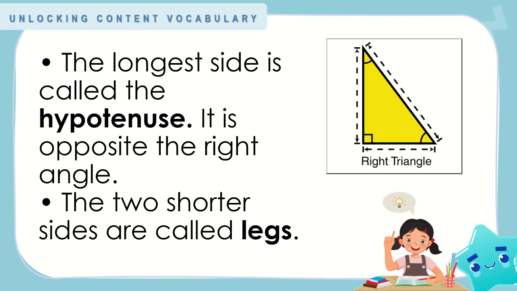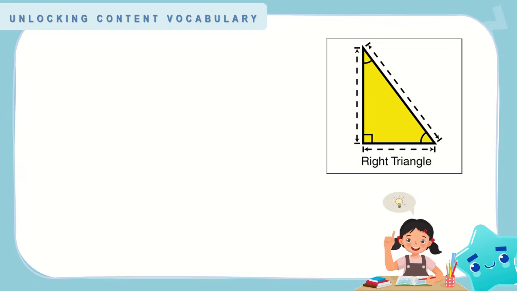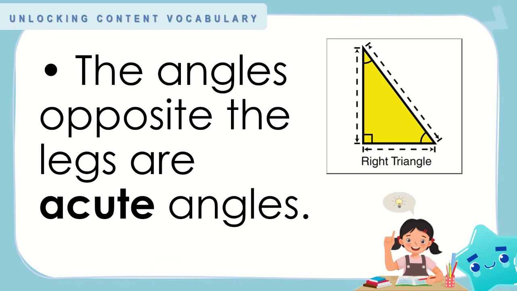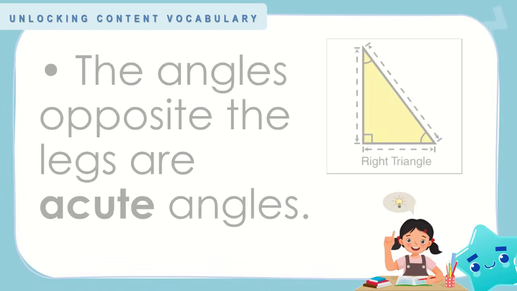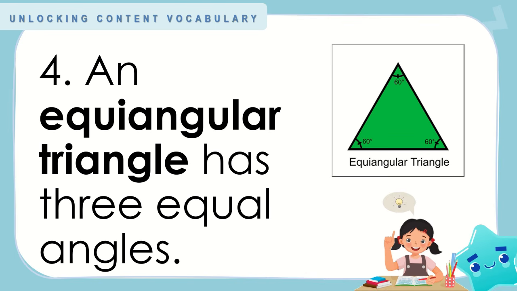The longest side is called the hypotenuse. It is opposite the right angle. The two shorter sides are called legs. The angles opposite the legs are acute angles. An equiangular triangle has three equal angles.